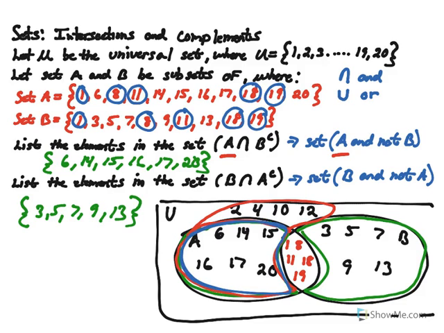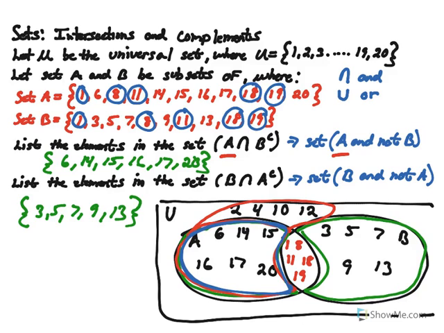This is the intersection of all the elements that are in A but not in B. That's what it would look like. You would just shade in all the elements in A, and we have it right here in green: 6, 14, 15, 16, 17, and 20. And vice versa is going to happen when you do the second problem.